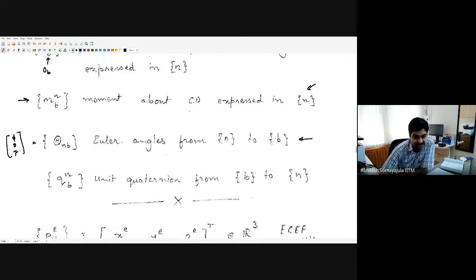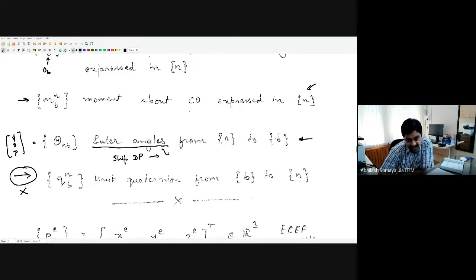Okay. Now, in a similar manner, rather than Euler angles, we can also define the orientation using quaternions. If we define the quaternion in those terms, then Q and B would be defined as the unit quaternion from B to N. But for our purpose, we will not focus more on quaternions. We will not cover that in detail. We will stick to Euler angles because for most ship dynamic positioning, DP applications, Euler angles are sufficient.